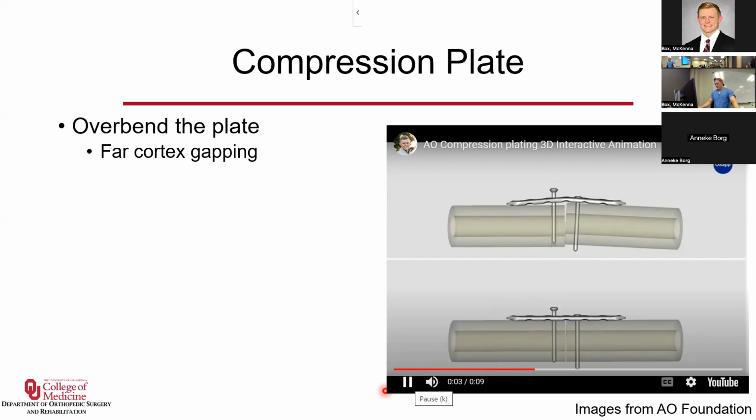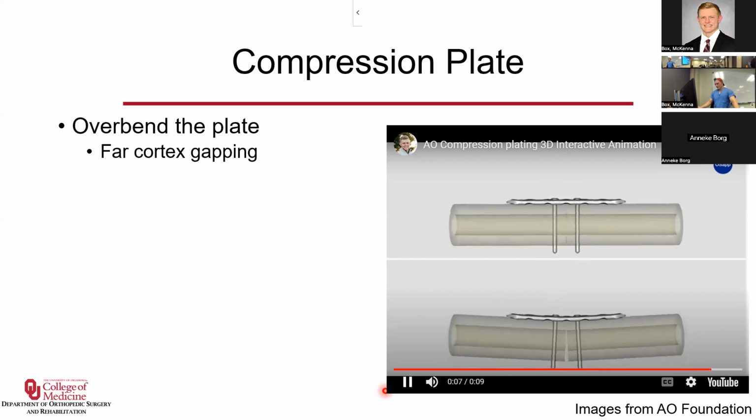Whenever you're placing your eccentric screw, if you don't overbend the plate, the plate will compress, but since the plate is pulling on this side, it'll cause this far cortex to gap. Versus if you overbend it, whenever it's compressing, it's going to prevent that far cortex from gapping.